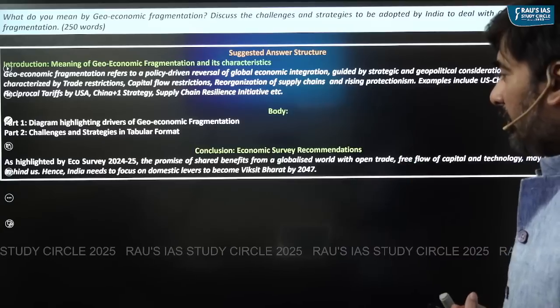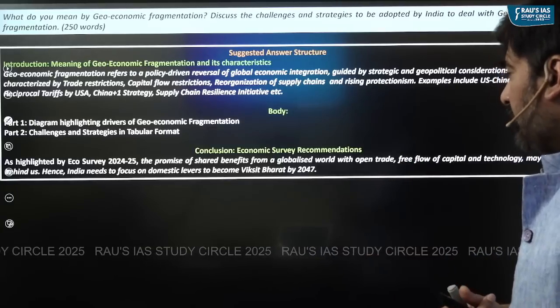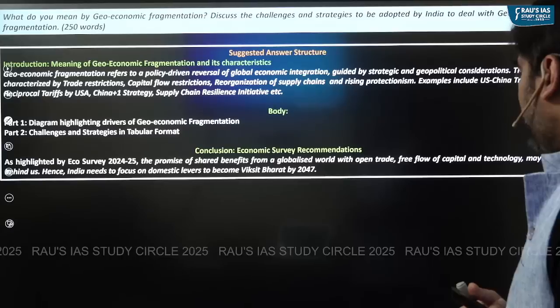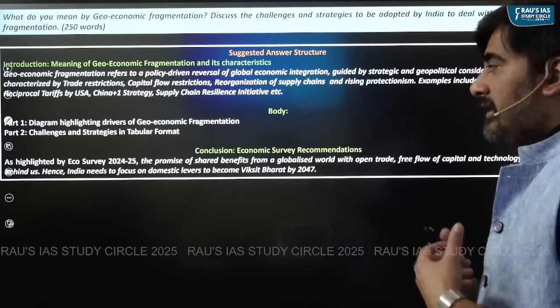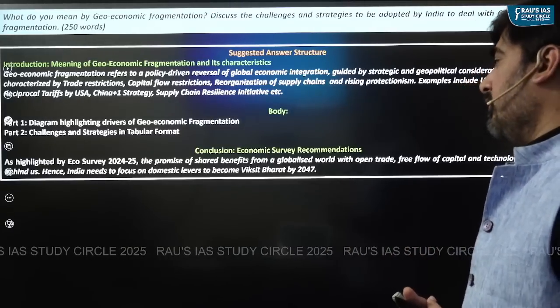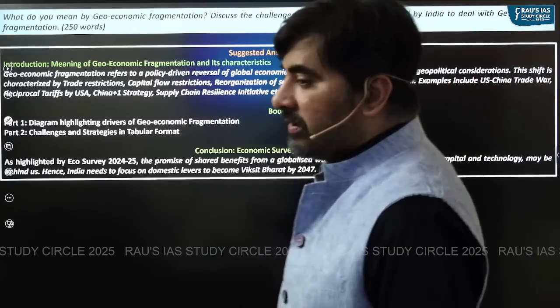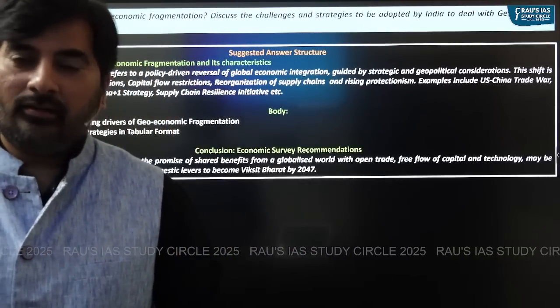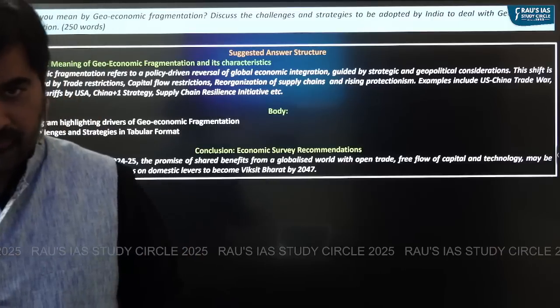As highlighted by the economic survey, the promise of shared benefits from a globalized world with open trade, free flow of capital and technology may be behind us. Hence, India needs to focus on domestic levers to become Viksit Bharat by 2047. This is how you could write an answer to this particular question.